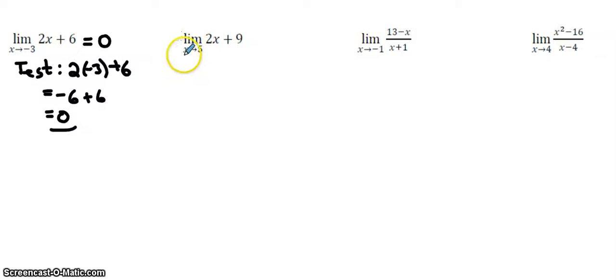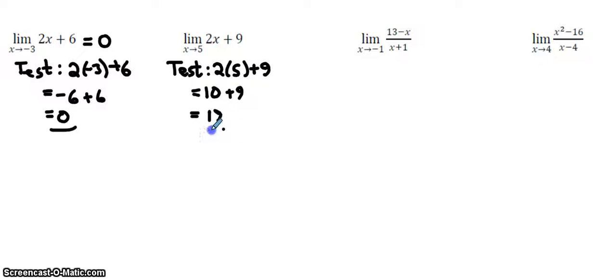We'll try it again here on this one. What we're going to do is test the value. Okay, so we'll say that we have 2 times 5 plus 9, and that's going to give us 10 plus 9, which is 19. Once again, 19 being a perfectly valid number, is going to give us 19.